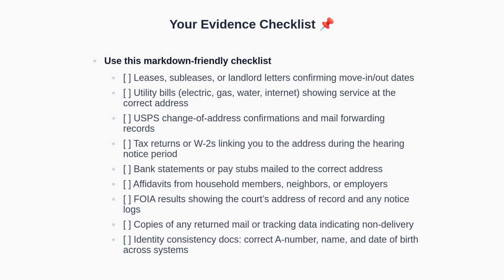Use FOIA results to show the court's address of record and any notice logs. Include copies of returned mail or tracking data showing non-delivery. Finally, assemble identity consistency documents to ensure your A number, name, and date of birth are aligned across systems.